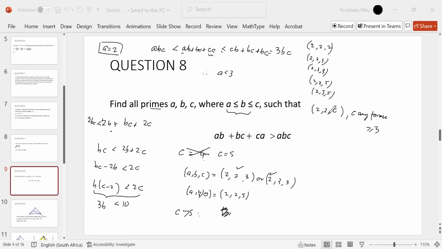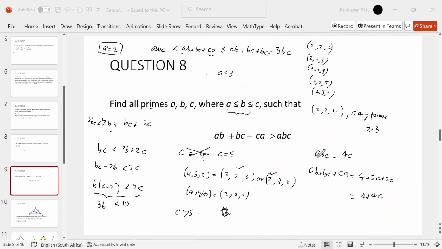Now if A and B are both equal to 2, let's see what happens. ABC is equal to 4C. On the right-hand side, you got AB plus BC plus CA. A and B are both equal to 2, so you'll have 4. And this B is 2, so you have 2C. And A is 2, 2C. And that gives you 4 plus 4C.